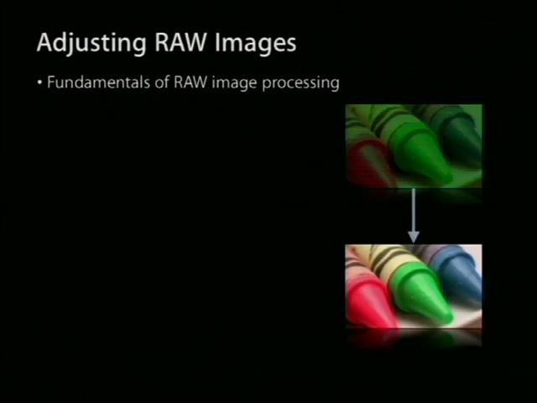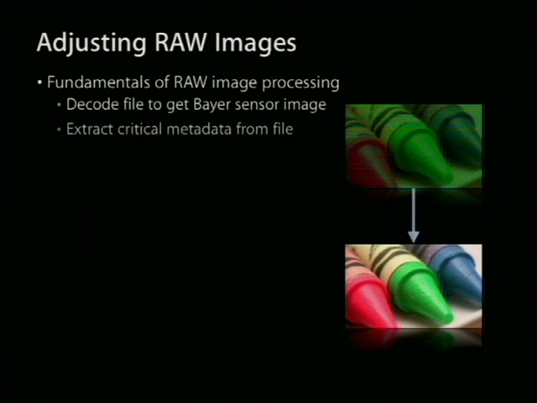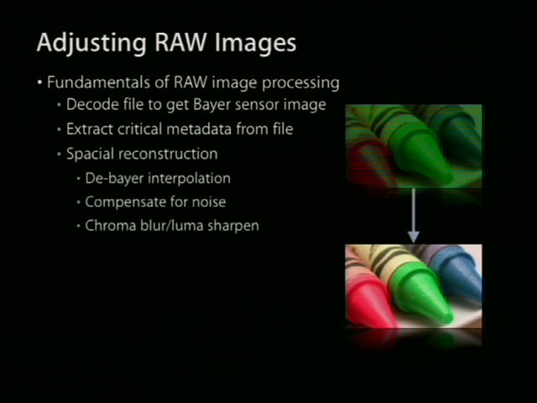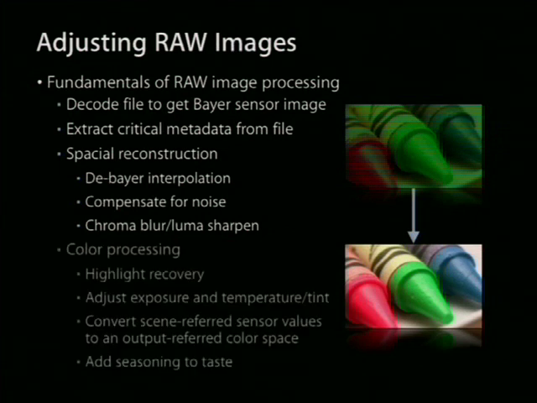So let me talk a little bit about what's involved in raw image processing. First of all, we need to be able to decode the file to get the actual Bayer sensor data. And then we need to be able to extract metadata from that file in order to handle it correctly. Then we do spatial reconstruction, which involves debayering and interpolating the pixels that are missing, compensating for noise, chroma blur, and luma sharpening to make the image more pleasing.